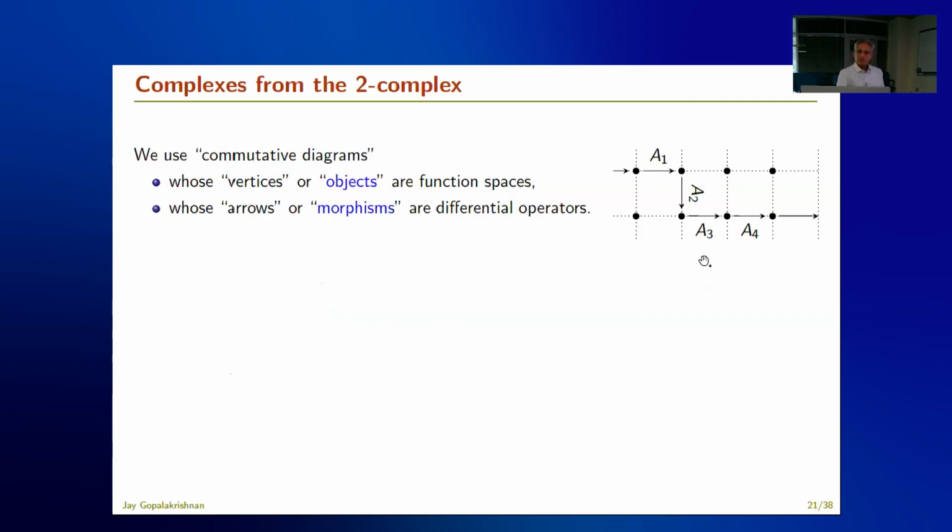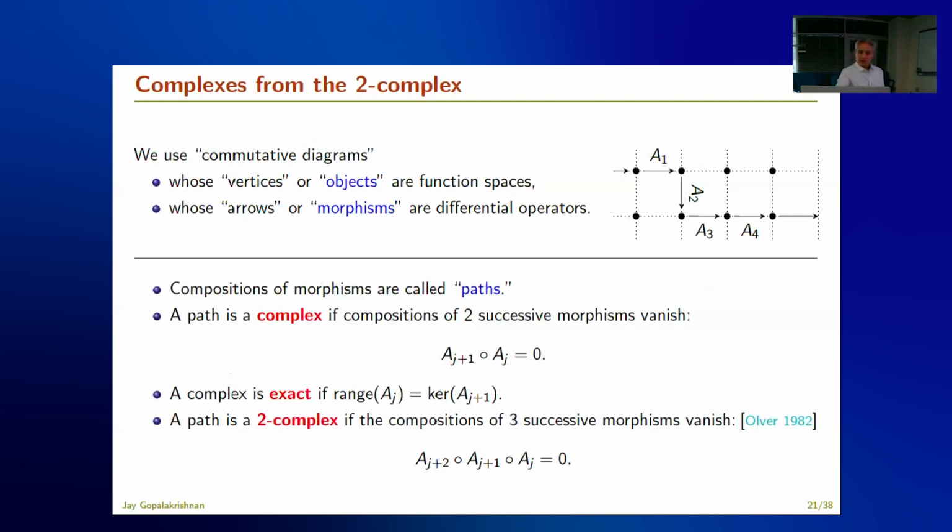The objects, these dots here, they're going to be function spaces, and the arrows are going to be differential operators. I want to be able to specify the differential operators in different ways as we proceed. In this language, if you have a composition of morphisms, this is called a path, meaning I compose these two, I get an operator, that's a path. A path is called a complex if a composition of two successive morphisms vanish. For example, if this composed with this vanish, if this composed with this vanish, that's called a complex.